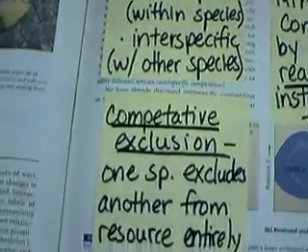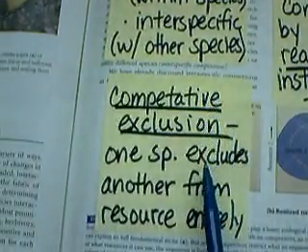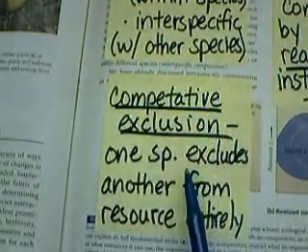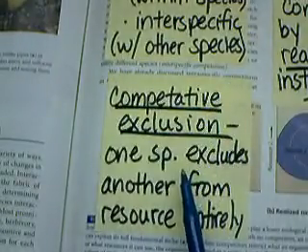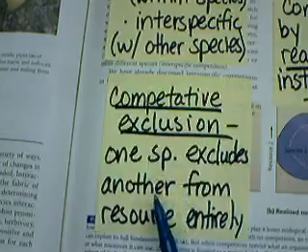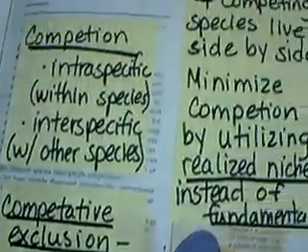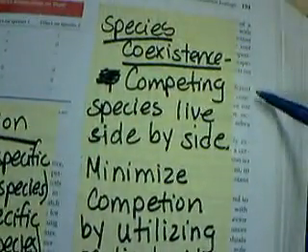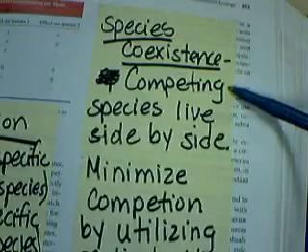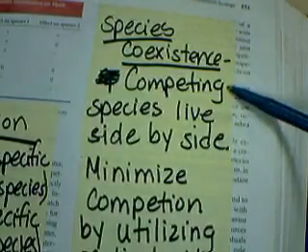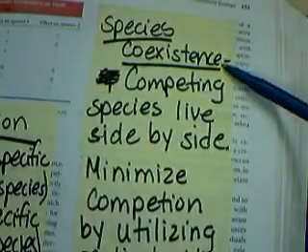Intraspecific means within its own species they will compete. Like coyotes will fight over a dead bunny or something like that. Interspecific is competition with other species. So coyotes will compete with mountain lions for food. Make sure you know the difference.